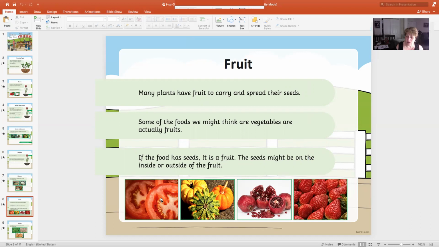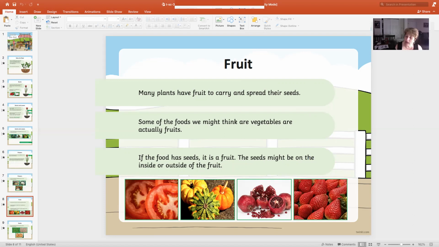Here we have tomatoes. The seeds are on the inside. If you take some of those seeds out and pat them dry and then put them in the soil and take care of them, they will germinate and start to sprout and grow into a tomato plant. Here are some different pumpkins, and the seeds are inside.